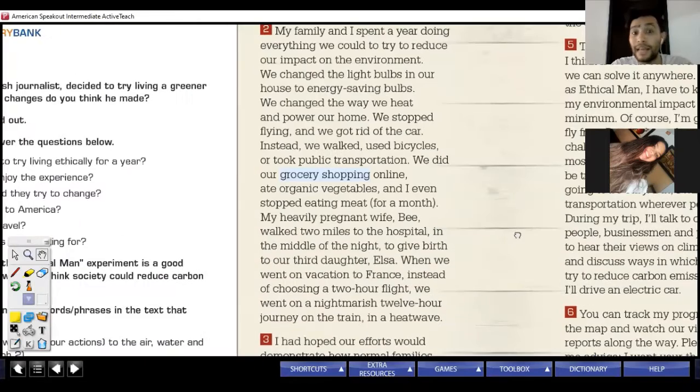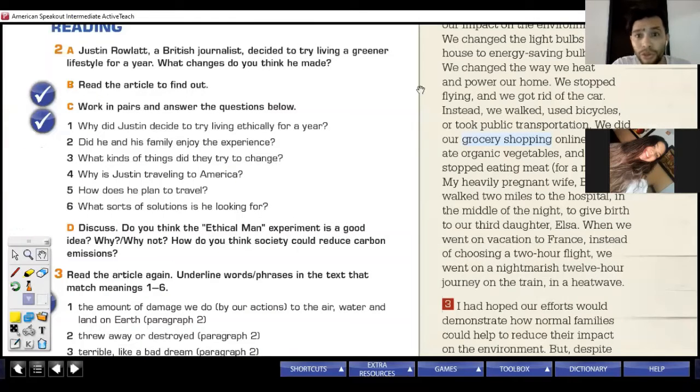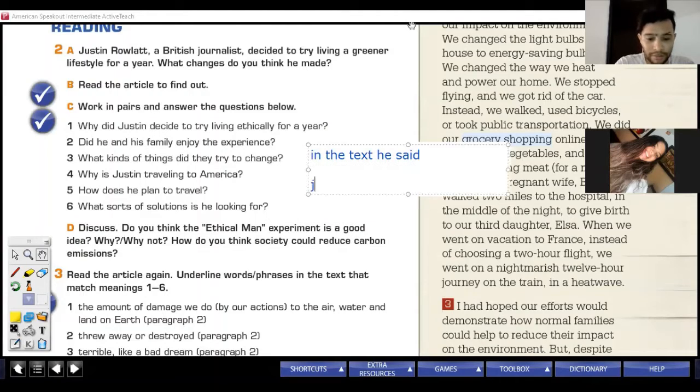Good. Now let's answer the questions. Remember, I'm going to show it to you one more time, the rule is that you need to answer these questions beginning in the following way: In the text, he said, or just he said, the way you want. All right. So let's begin with the first one, guys.